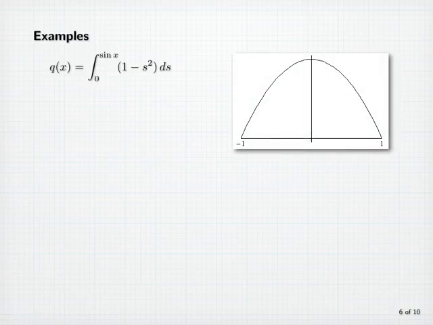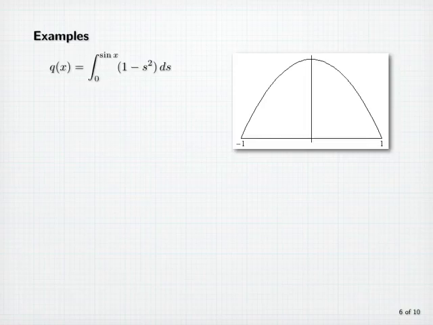Examples. First, consider the function q of x defined to be the integral from 0 to sine x of 1 minus s squared ds. Notice here that for any x, we're always integrating from 0 to some number that's between minus 1 and 1. Here's the graph of the function 1 minus x squared between minus 1 and 1. Every value of this function q is a signed area underneath this curve between 0 and whatever value sine x has.